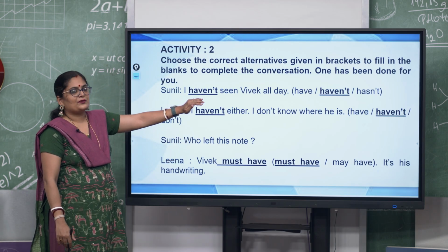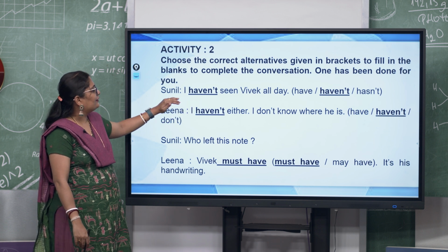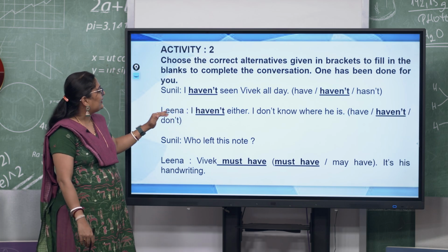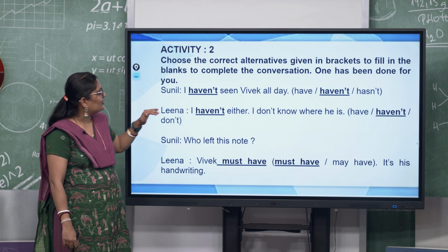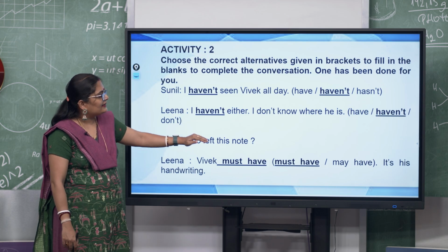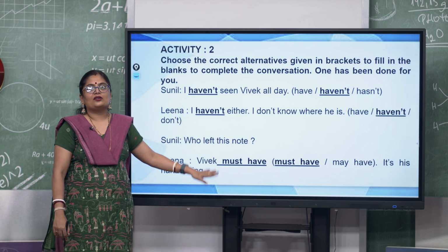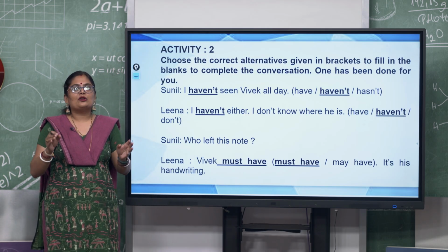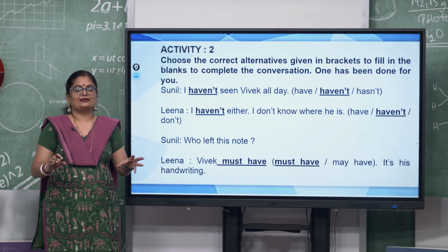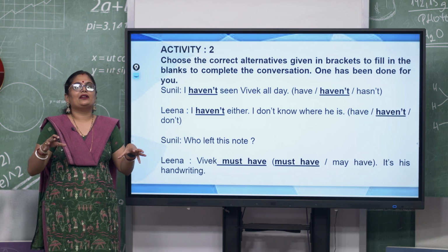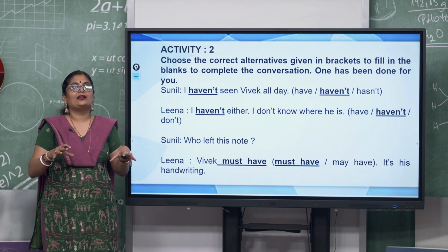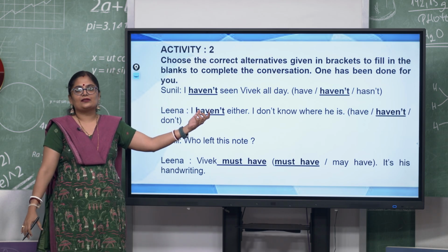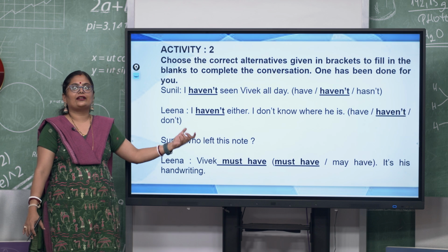See, there are a lot of options that have been given in the brackets. Like in the first part, you have been given 3 options: have, haven't, hasn't. Second options also have, haven't, don't. Third option also must have, may have. But amongst all the options, you have to identify which word sounds grammatically correct. That is the most appropriate way a sentence sounds correct. That is how you will fit in your options. Accordingly, you will get your correct answer.